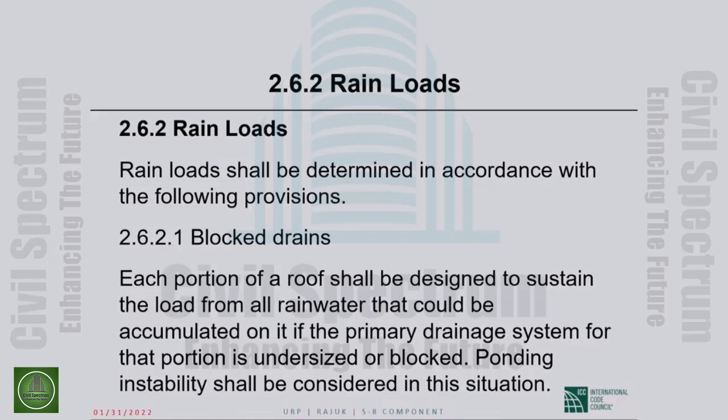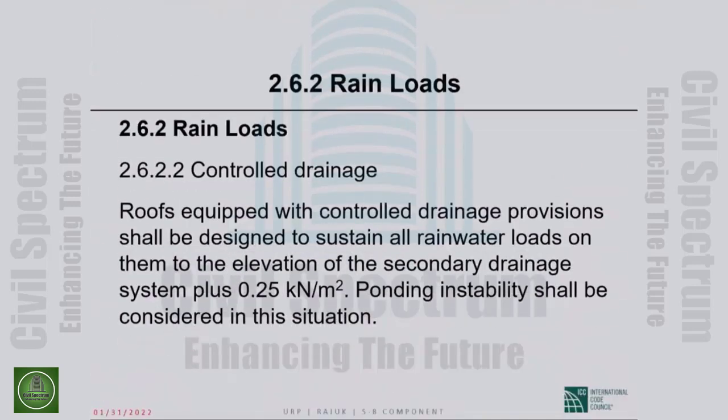The load from all rainwater that could be accumulated on it if the primary drainage system is blocked. What if instead of a 3-foot parapet, we have a 6-foot parapet? Do we then design for 6 feet of water? Doesn't make a lot of sense to me. So how do we figure this? The load from all rainwater that could be accumulated on it. I do not know. Okay.